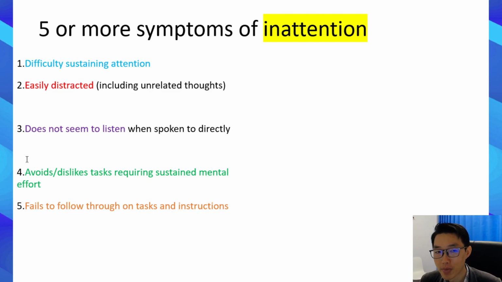And number 4, because of criteria number 1 and number 2, the patient has symptom number 4 as well, which is that he or she dislikes and tries to avoid tasks requiring sustained mental effort. And number 5 is also quite related. Even when the patient is involved in tasks that require sustained mental effort, he or she fails to follow through on the task or instructions. So they are all quite related.